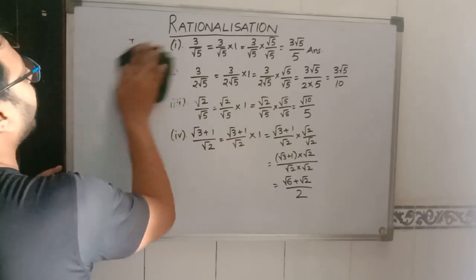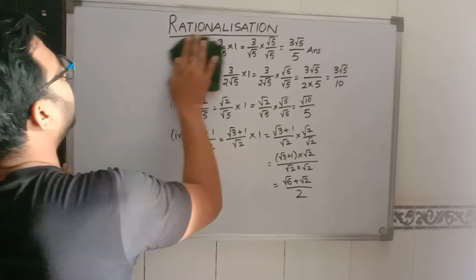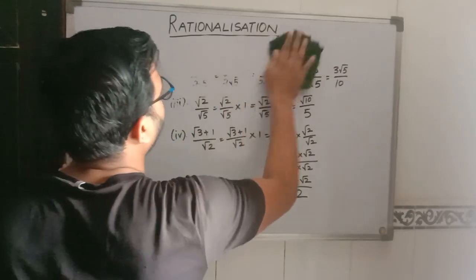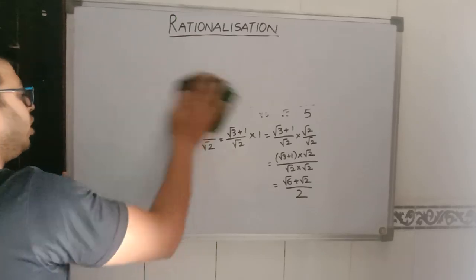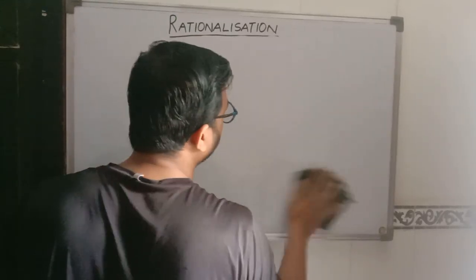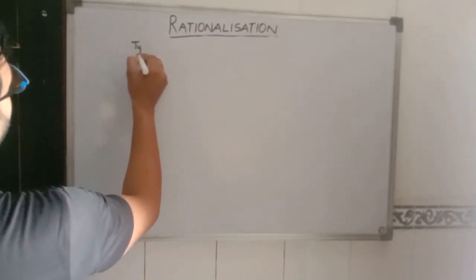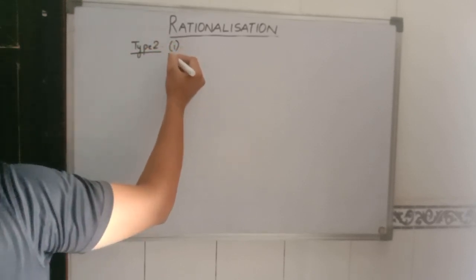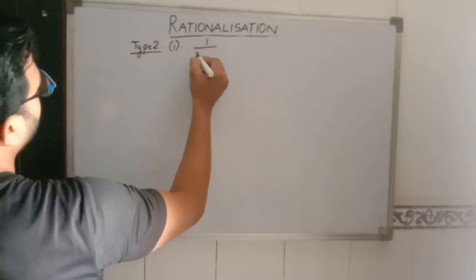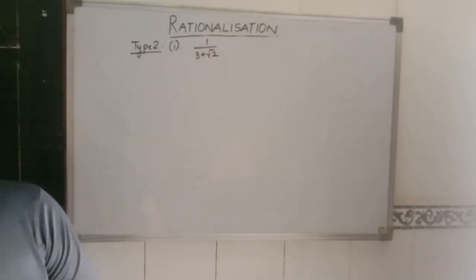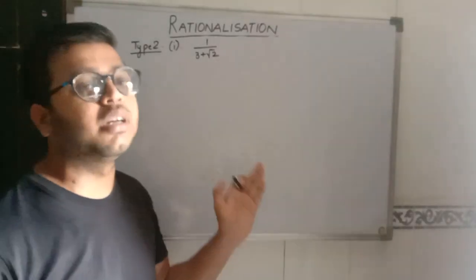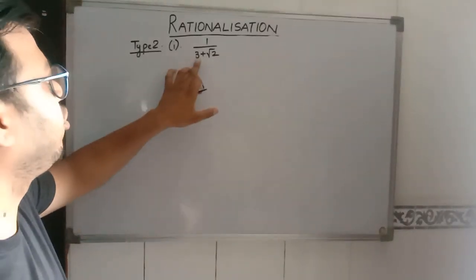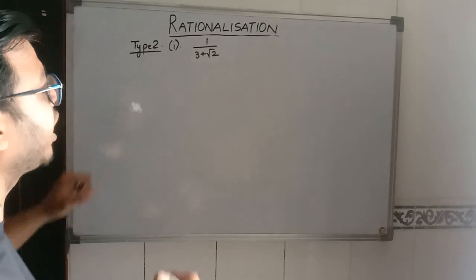So these are the question type 1. In type 1, as you can see, we have only the square root sign in the denominator, only one number. But now when we talk about type 2 questions, we have a little different method. In type 2, the denominator is a little different. Like question number 1 of type 2 is saying 1 upon 3 plus root 2. Now you can observe that there are two numbers in the denominator, in which one is rational and one is irrational. So what can you do?